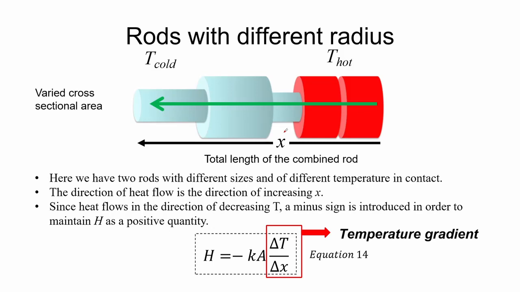Here we have two rods with different sizes and of different temperatures in contact. The direction of heat flow is the direction of increasing x. Since heat flows in the direction of decreasing T, a minus sign is introduced in order to maintain H as a positive quantity. The size of the rod varies with changing distance and this is represented as a temperature gradient as shown in the equation.